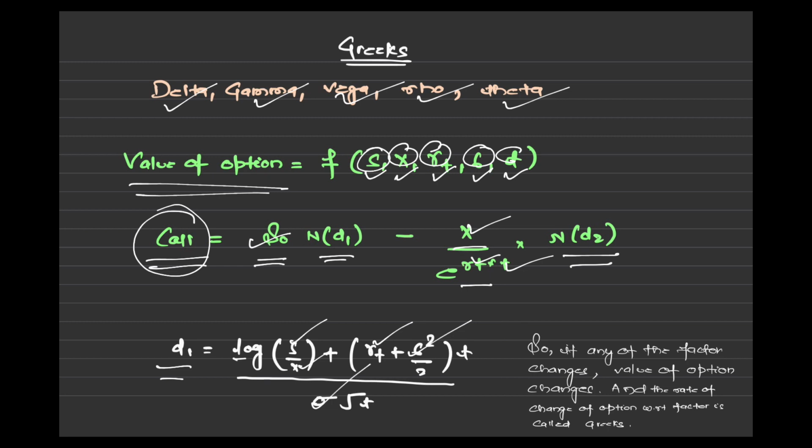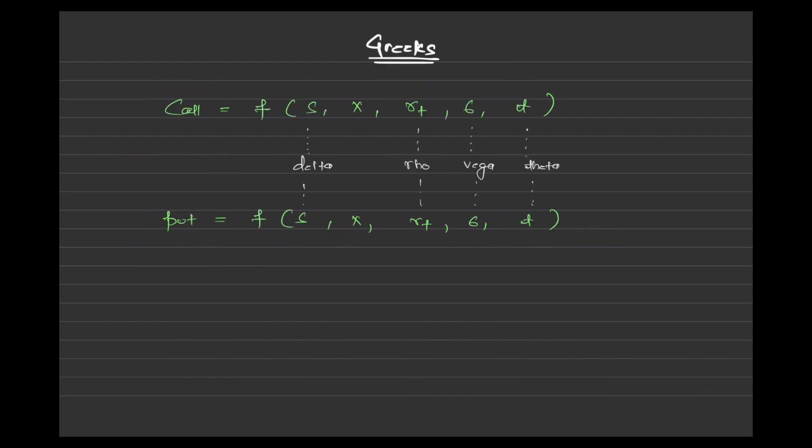So if I change the stock price and the value of the option changes, I will call it delta. If I keep other factors constant and just change the stock price, the rate of change of the value of the option with 1 unit change in the stock price is called delta. So the Greek associated with stock price is delta. Now, if I keep other factors constant and only change the risk-free rate, the rate of change of the option with respect to 1 unit change in the risk-free rate is rho.